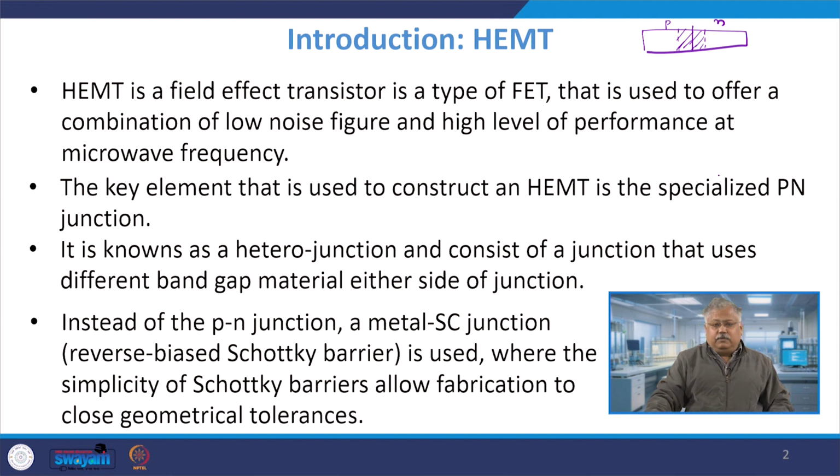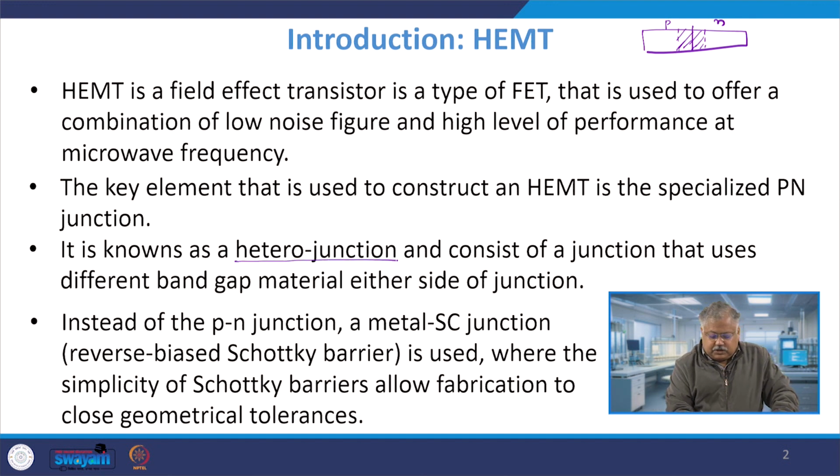However, we will see in the later slides that if you can use two different types of materials with different band gaps, then I can create a potential well at a particular point where you can store large number of electrons, and the scattering there will be relatively very small and the mobility will go on increasing. So, that is the basic underlying feature of an HEMT, and this concept is known as heterostructure, right.